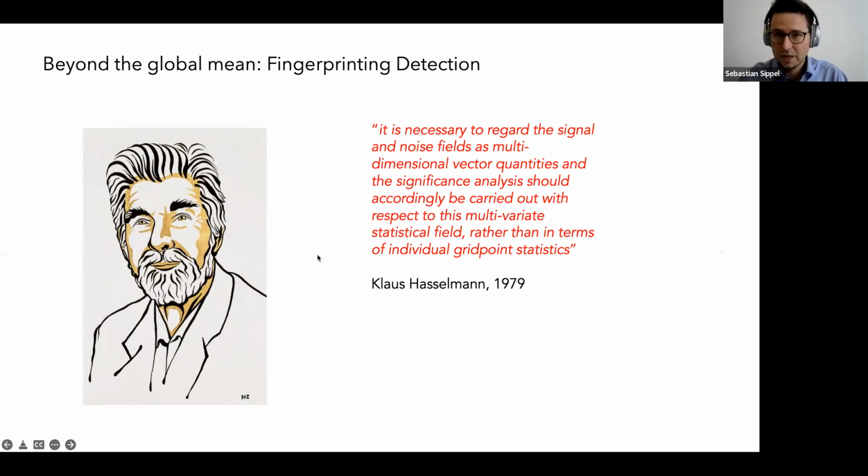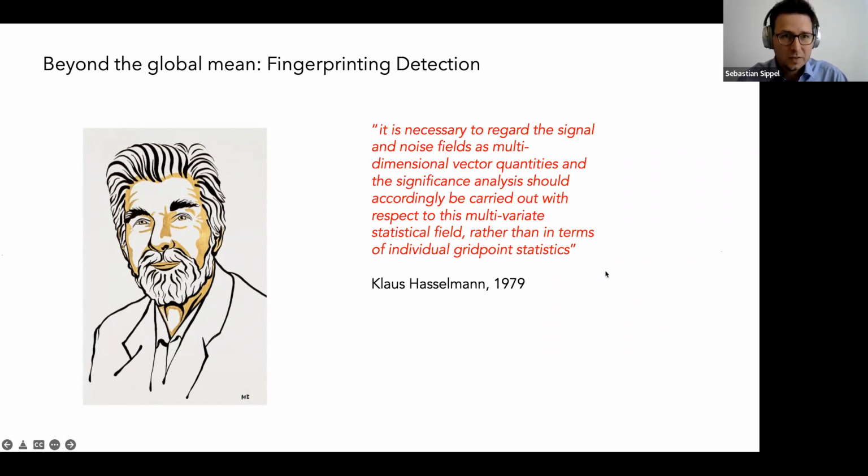This idea, in fact, is really old, and it relates back to 43-year-old work now by Klaus Hasselmann. I have his picture here. He got the Nobel Prize in Physics with two other people last year in autumn, and he got it partly for his work on detection and attribution. And I think it's really remarkable what he said in a paper in 1979.